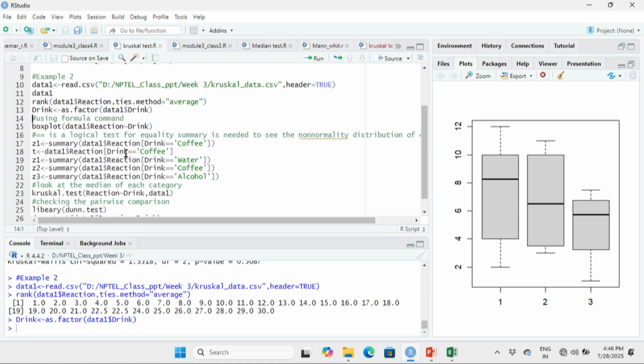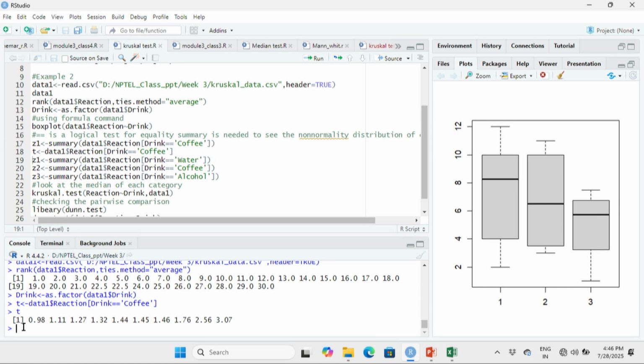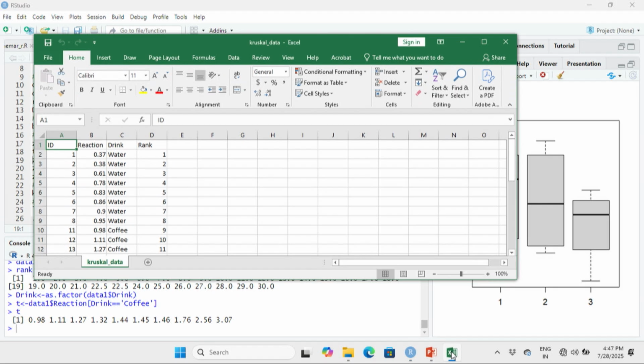Now, we can make a summary for when the drink is coffee, water or alcohol. So if I go for data 1 and write here T, do you understand what 0.98, 1.11, 1.27 are? These are the reaction times when you are consuming the drug with coffee. Only the coffee part is extracted. R is extracting only the coffee part right from the CSV file. Clear?